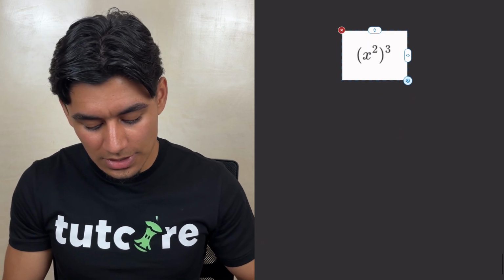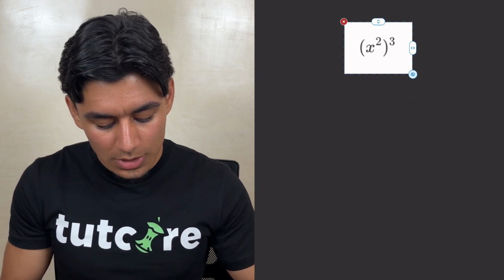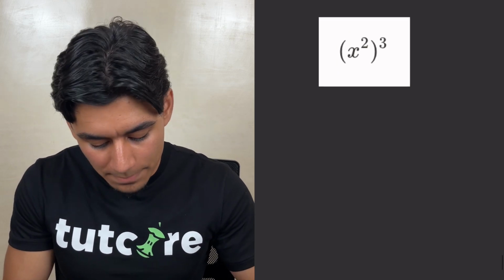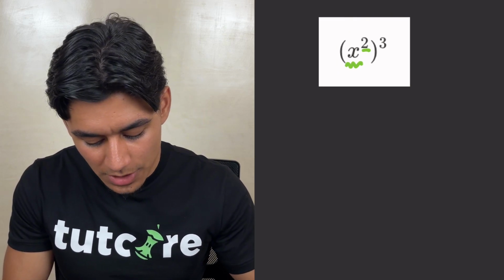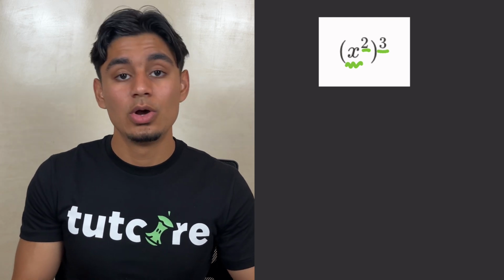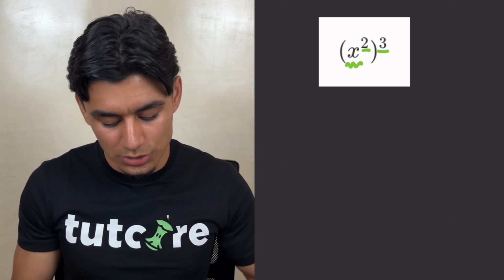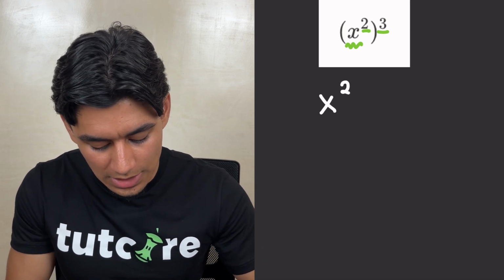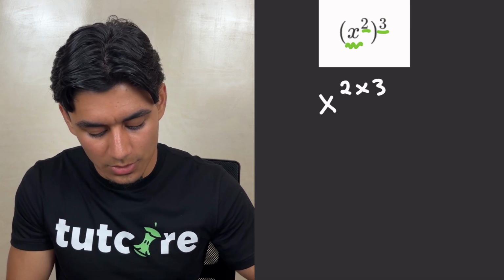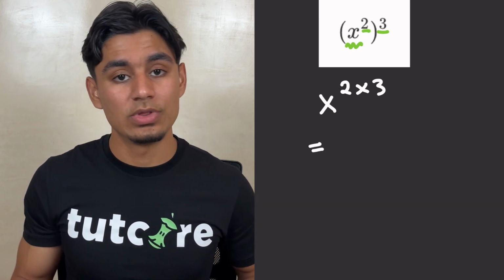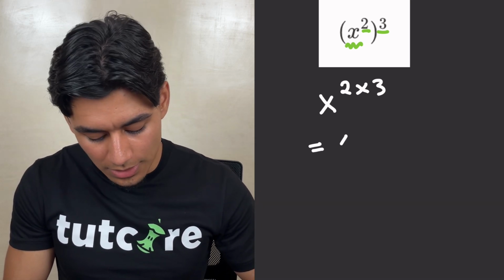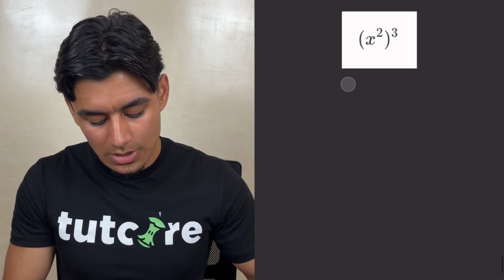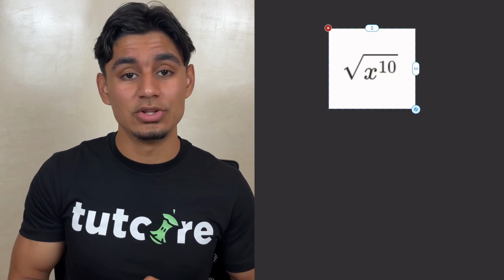Next up is the power rule. Within the power rule, we can see that we have a base with an exponent to another power. When we have this specific example, all we need to do is put down our base and multiply our exponents. So we'd be left with x to the 2 times 3, and then we'd be left with x to the power of 6.